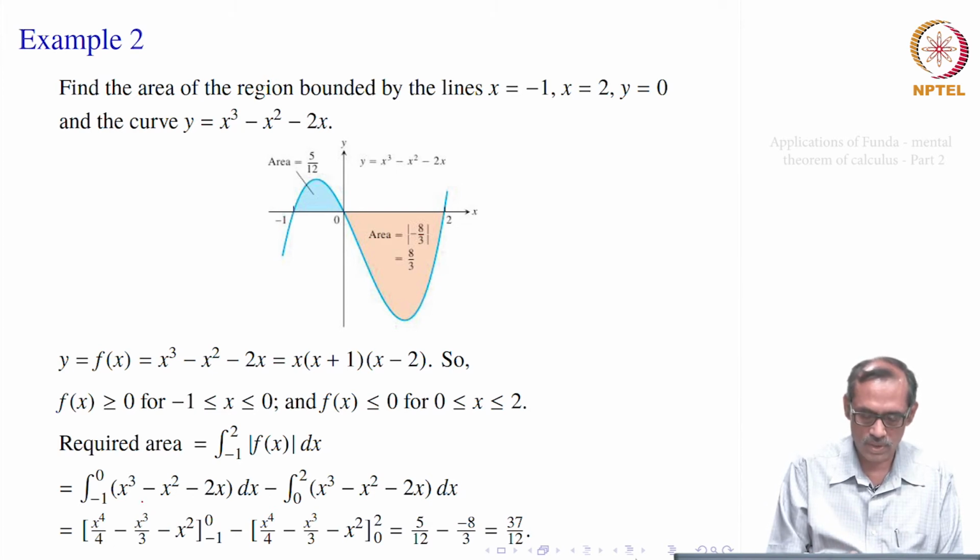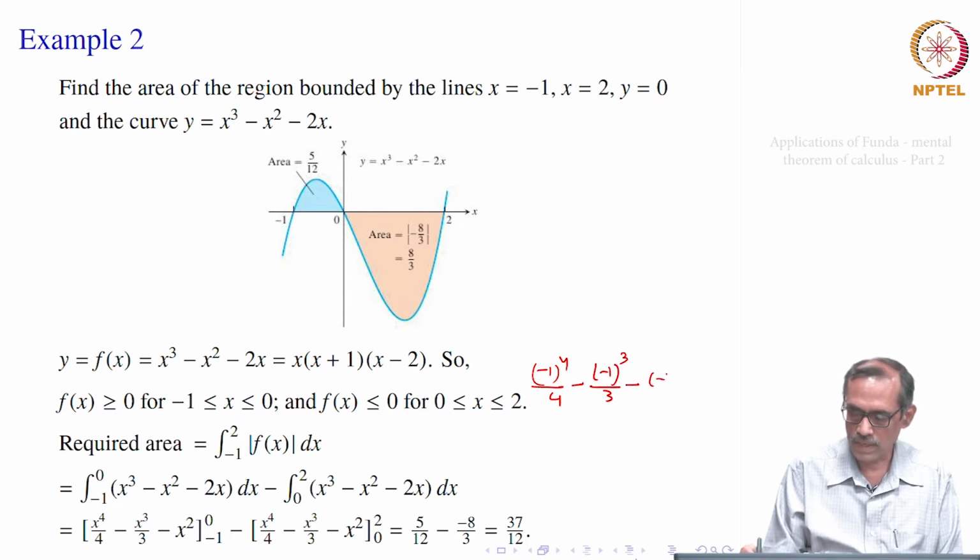So, at 0 this becomes 0, at minus 1 this is minus 1 to the power 4 by 4 minus minus 1 cubed by 3 minus minus 1 square. So, that gives you 1 divided by 4, and this becomes plus 1 by 3, and this is minus 1. Similarly, the other one, at 0 it is gone, at 2 only there. So, it is minus, at 2 it is 2 to the power 4 by 4 minus 2 to the power 3 by 3 and minus 2 square.